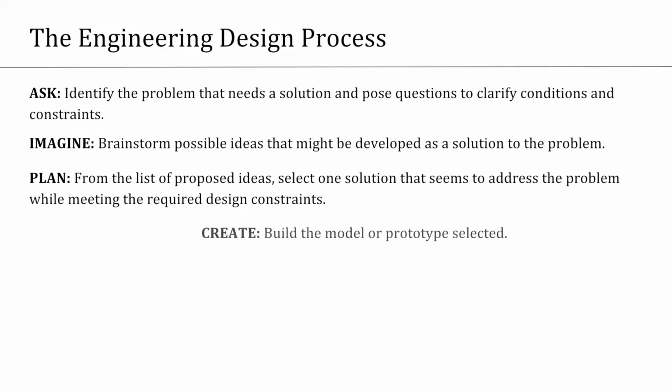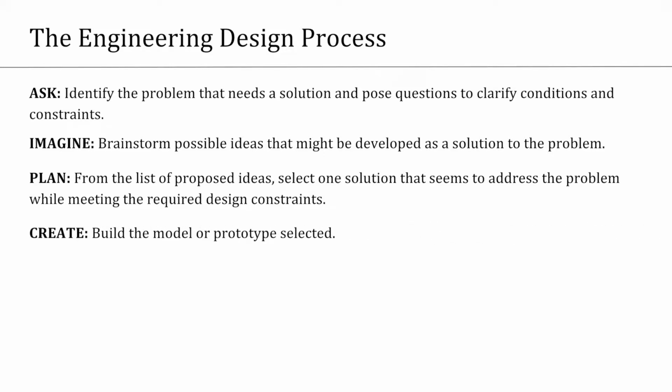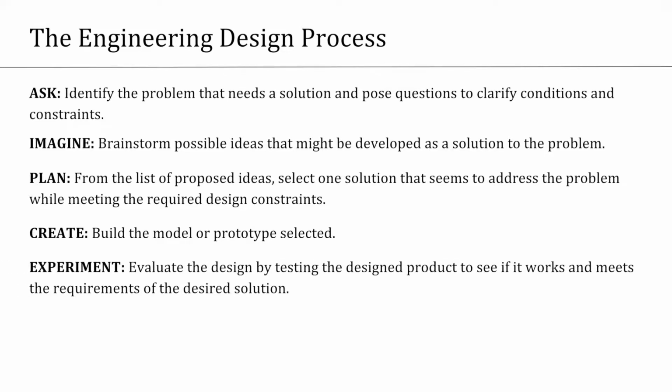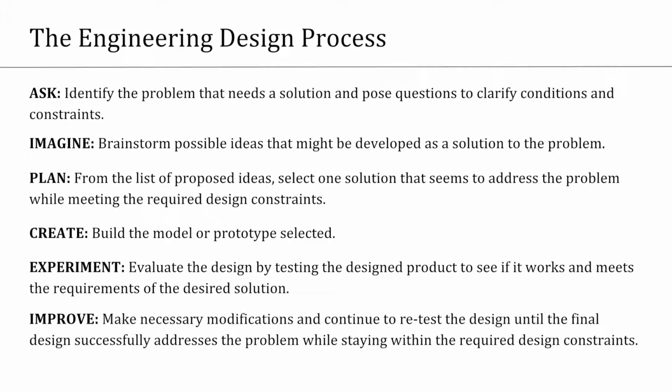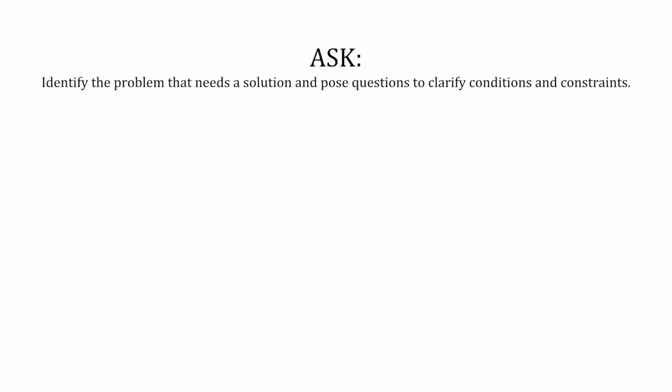Next is to create, in which you build the model or prototype selected. Next is to experiment, in which you evaluate the design by testing the designed product to see if it works and meets the requirements of the desired solution. And lastly, it is improve, in which you make necessary modifications and continue to retest the design until the final design successfully addresses the problem while staying within the required design constraints.